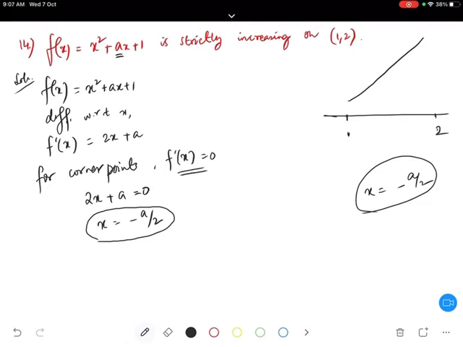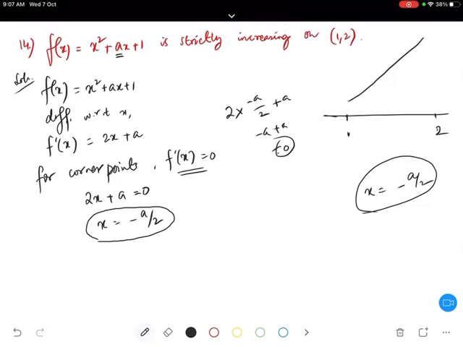So now if the function is increasing, do one thing, put minus a by 2 in here, and you see what you get. If I put minus a by 2 in here, I get 2 into minus a by 2 plus a, that is equal to what? Minus a plus a, that is 0, right? Yes or no? Now you have to tell me the least value of a for which the function is increasing.